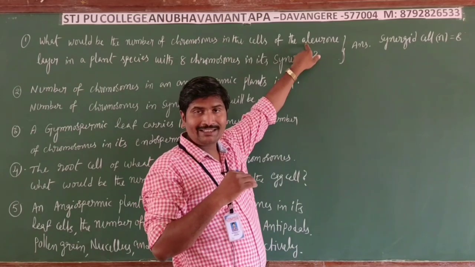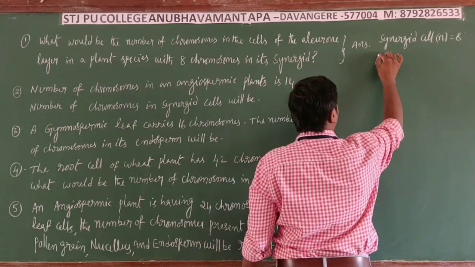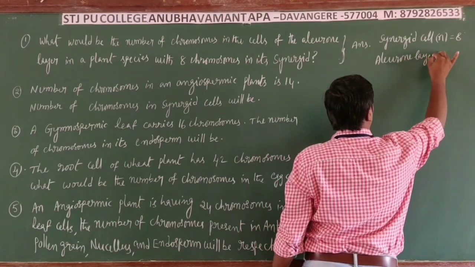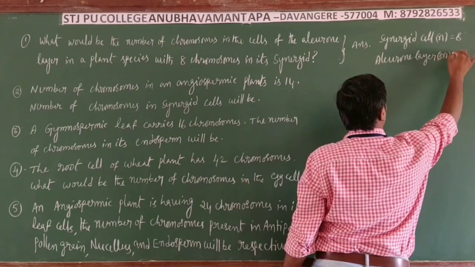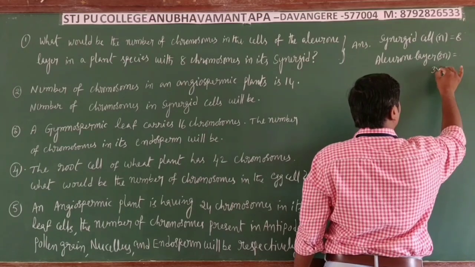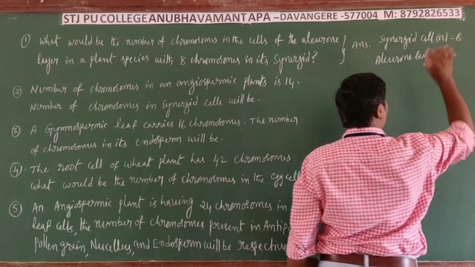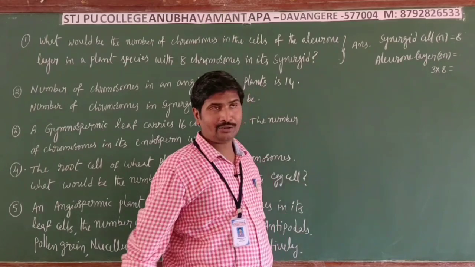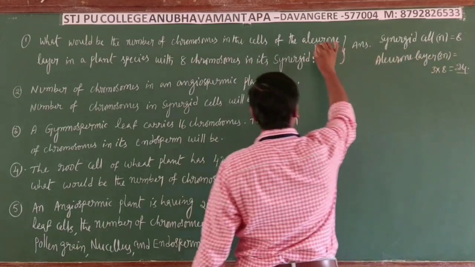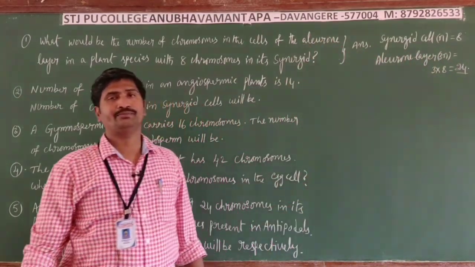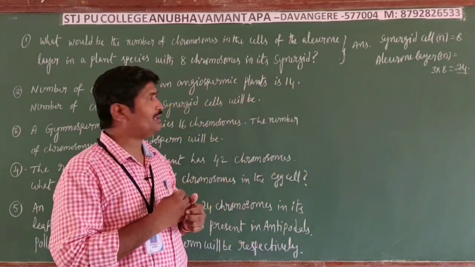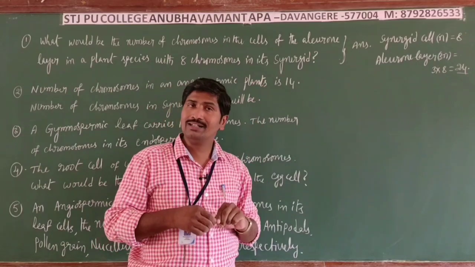The aleurone layer is triploid in angiospermic plants. It is a protein layer, 3N. N, the haploid number, is 8 chromosomes, so 3 into 8. A total of 24 chromosomes are present in the aleurone layer. So that is the correct answer: 24 chromosomes are present in the aleurone layer, and 8 chromosomes are present in synergid cells.